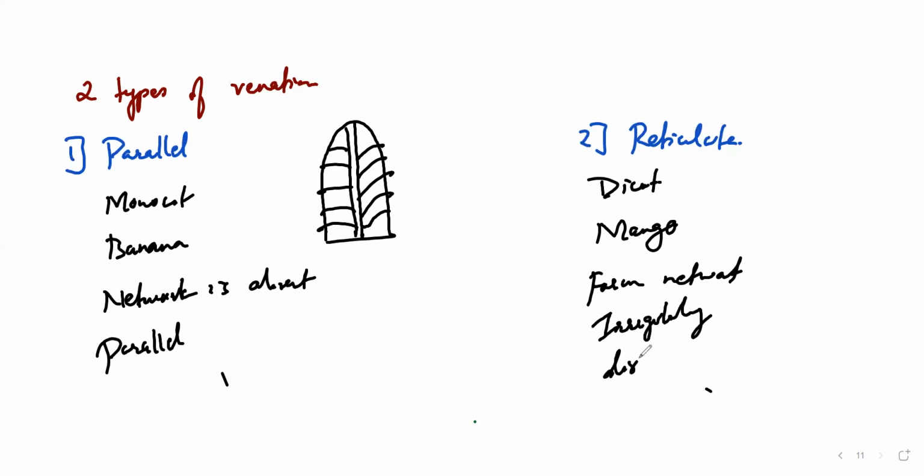So that will be somewhat like this. Okay, so here networks will be there, but irregularly distributed. So this is reticulate venation. These are the two types of venation, parallel and reticulate.